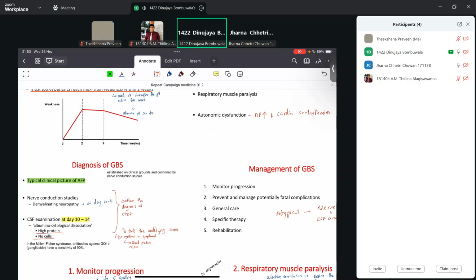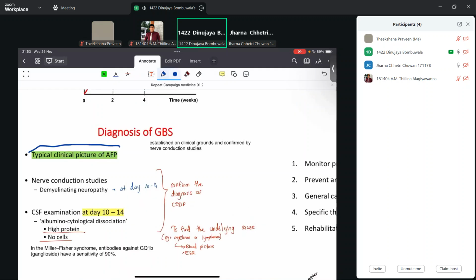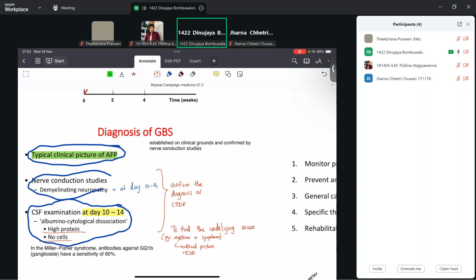Before management, I will go through the diagnosis. As you said before, usually there are typical symptoms of GBS, and both nerve conduction study and CSF estimation should be done after 10 days of onset of symptoms. There will be no abnormalities in those two investigations if we do them early in the course. So it is done after about 10 days. In nerve conduction studies, there will be demyelinating features, but with that alone we cannot diagnose that this patient has AIDP.